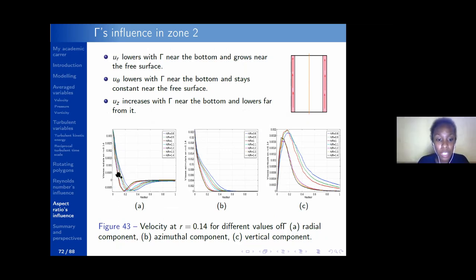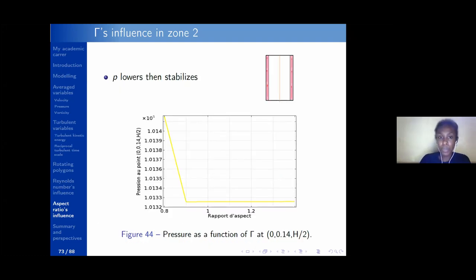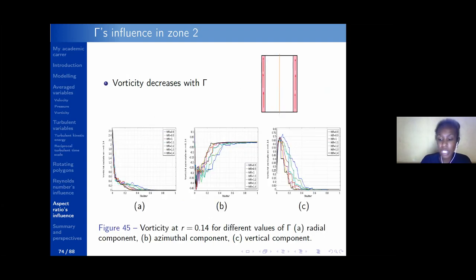The velocity component, the radial component, lowers with gamma here near the bottom. Then at a certain altitude, it grows till the free surface. The azimuthal component lowers with gamma near the bottom, and near the free surface, it stays null. And the vertical component decreases with the aspect ratio near the bottom, and at some altitude till the free surface, it decreases when gamma increases. Still in zone two, the pressure lowers, then stabilizes from gamma equals 0.9. Vorticity decreases.